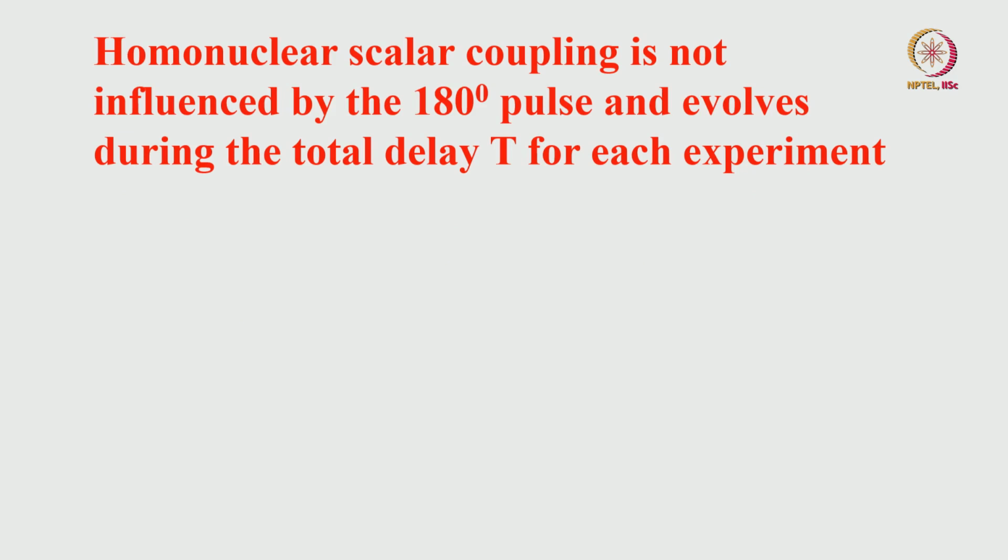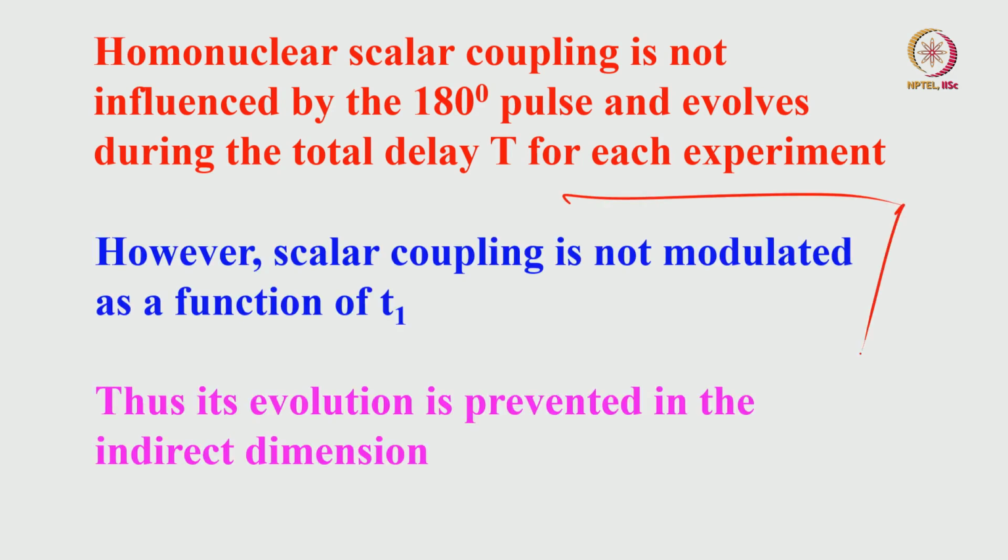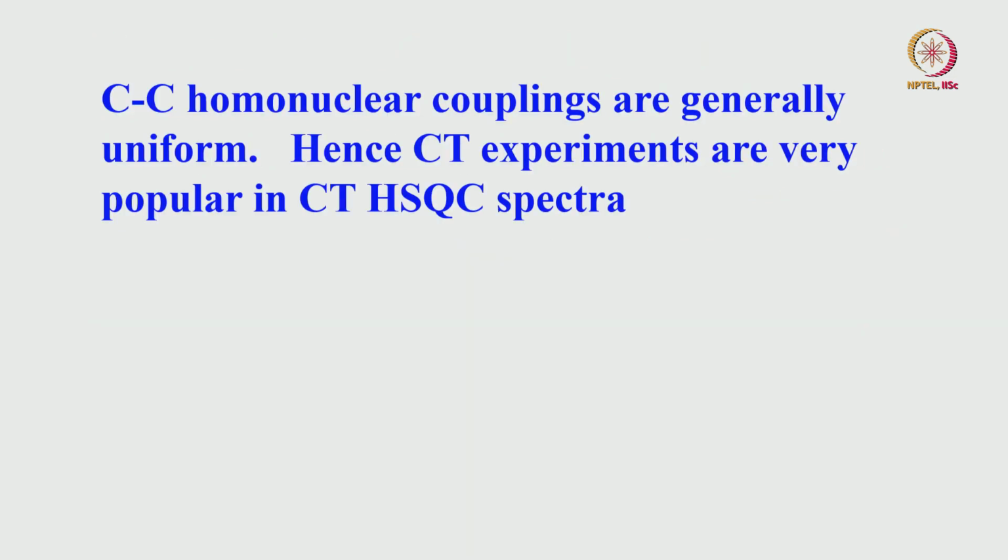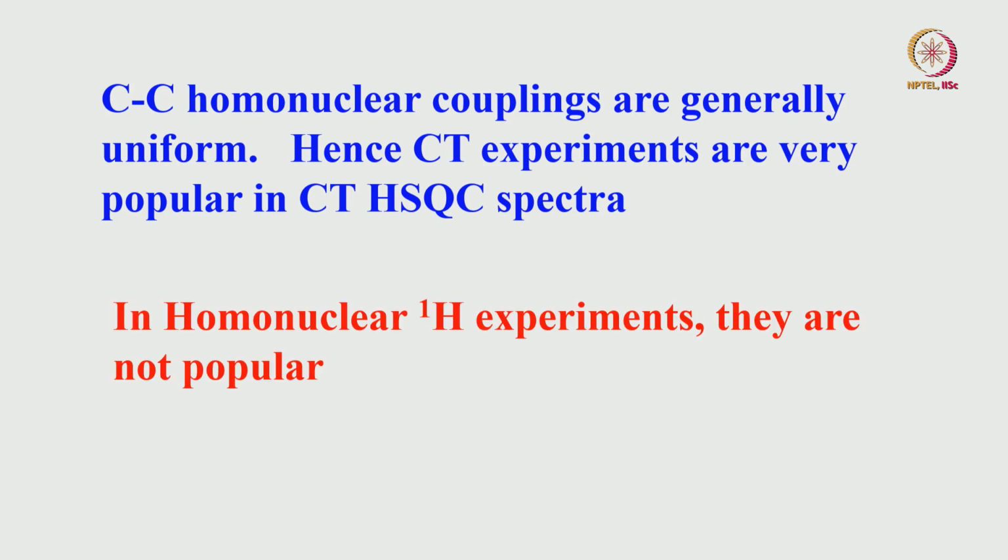Homonuclear scalar couplings are not influenced by 180 pulses and evolve during the total delay, but the coupling is not modulated as a function of t1. So evolution of J coupling in the indirect dimension is completely prevented. This is called a constant time experiment. Then you may ask me a question: what about carbon-carbon homonuclear couplings? Their abundance is very small. Carbon-13 coupling is 1 in 10,000, so generally we will not worry about it. They are not popular.